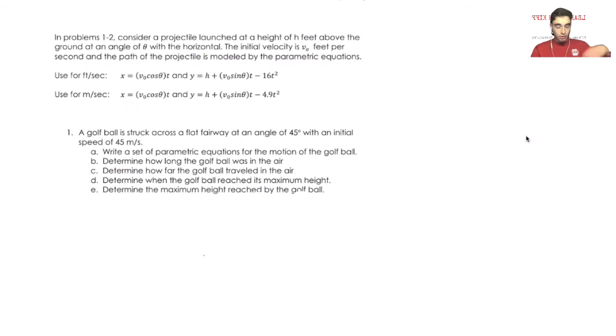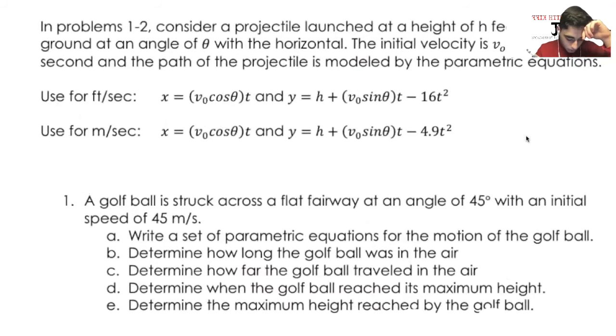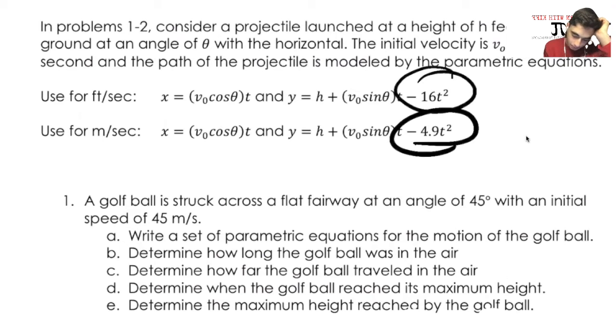All right, so consider a projectile launched at a height h feet above the ground at an angle theta with the horizontal. The initial velocity is v0 feet per second, and the path of the projectile is modeled by the parametric equations. Use this for feet per second and use that for meters per second. All good there. So this is what we already know. It's everything that we just did, except for meters per second, you use this, and for feet per second, you use this.